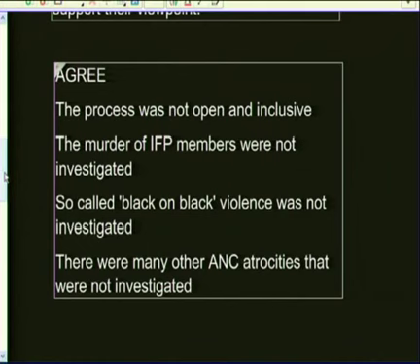He also mentioned the fact that the so-called black-on-black violence was not investigated. There were many other ANC atrocities that were not investigated. That is from your own knowledge. So in other words, you would agree with F.W. de Klerk that the TRC did not look at all the atrocities. But there is room to disagree with that statement.